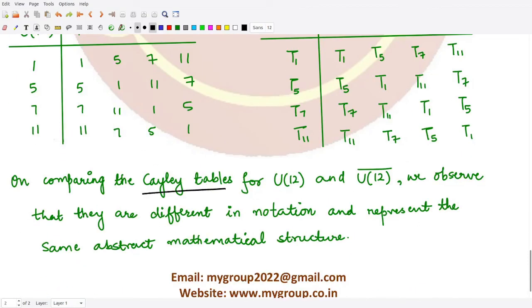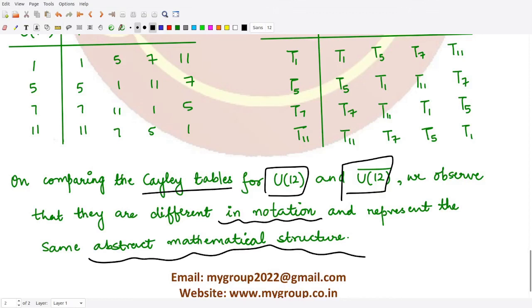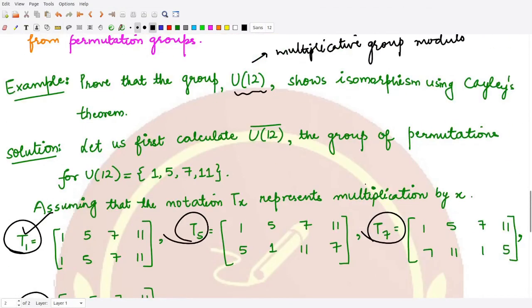When we compare the Cayley tables for both of these groups, we observe that they differ just in notation, and both of them represent the same abstract mathematical structure. So this is the power of Cayley's theorem: a group is easily represented by a group of permutations, and both of them are isomorphic to each other.